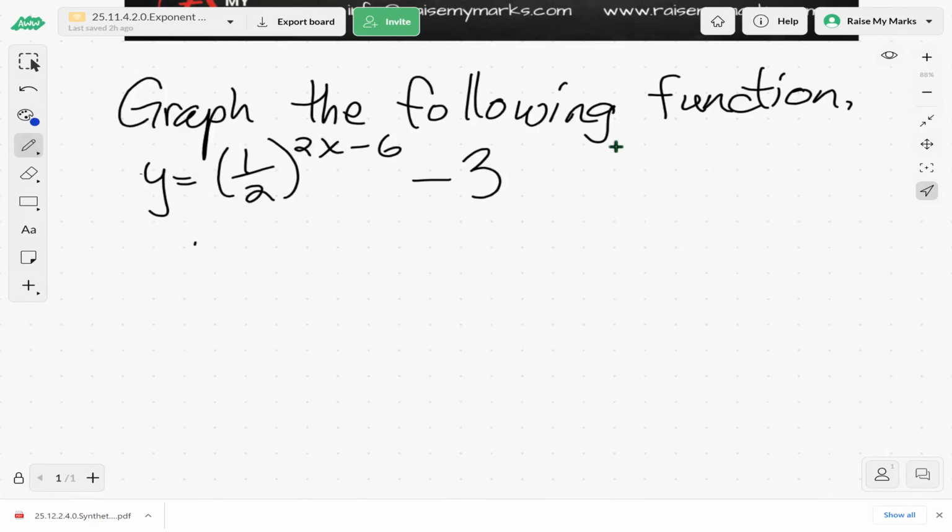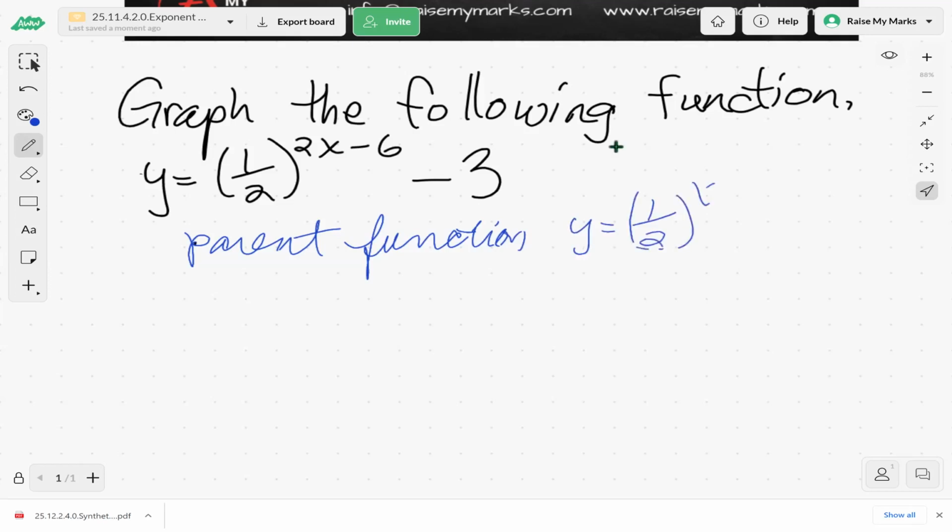So our parent function is y equals 1/2 raised to the power x. Now, what transformations have been performed on the parent function? Well, let's have a look. Let's factor things out like this. So we have the 1/2 now, and we've raised it to the power 2 times x minus 3.